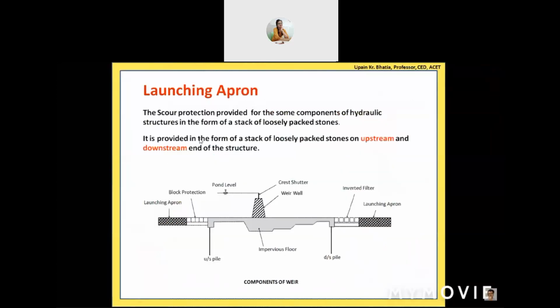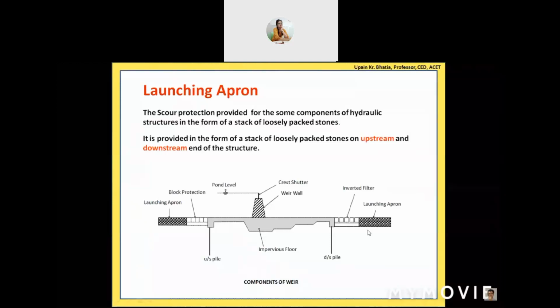So here, let us discuss something more about the launching apron. The scour protection is provided for some components of the hydraulic structure in the form of a stack of loosely packed stones. So these stones are not joined together in the form of stone masonry. They are not joined with mortar. They are loosely placed stones only. Okay. So it provides scour protection to some components of the hydraulic structure.